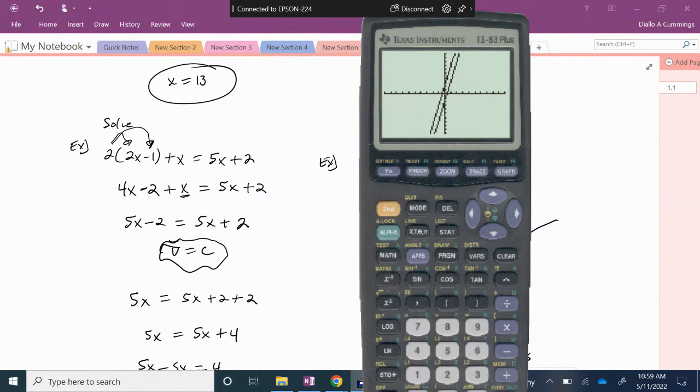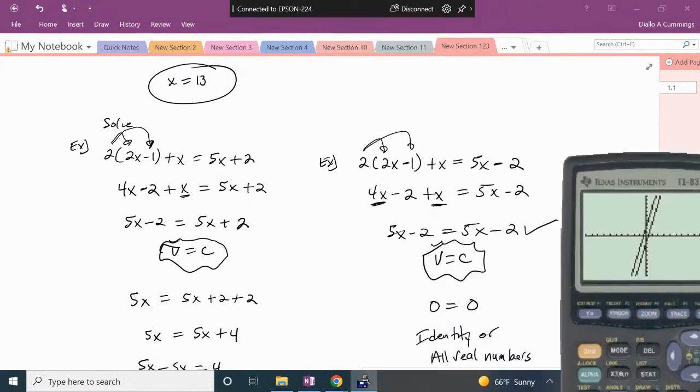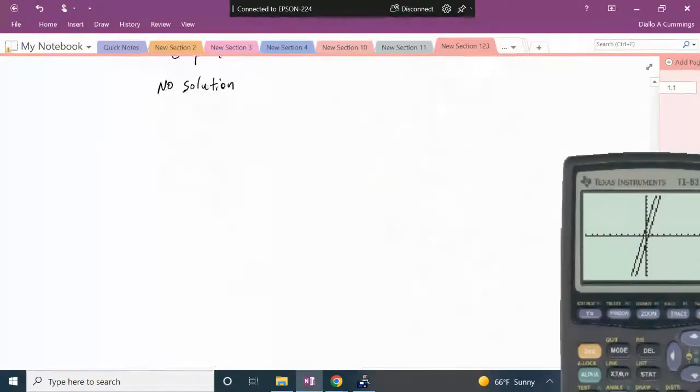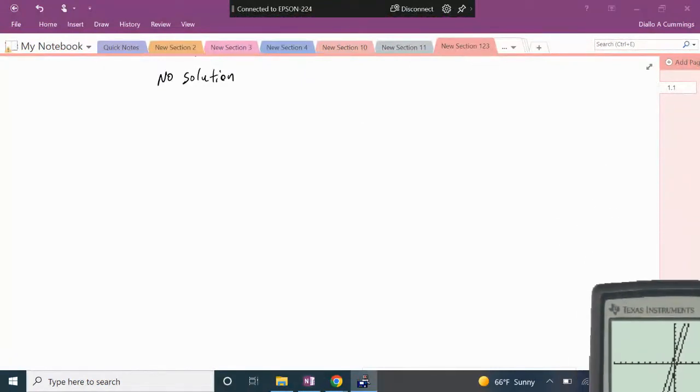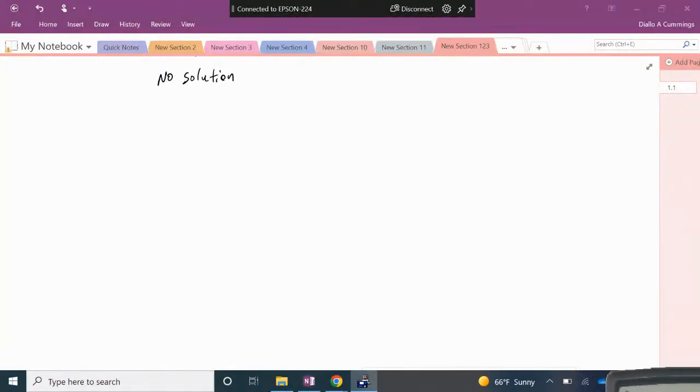All right, so any questions on solving equations? We looked at a couple of ways, by hand and also using the calculator. All right, now the next thing we're going to take a look at is the rectangular coordinate system. And I believe we're done with the calculator. All right, we're going to take a look at the rectangular coordinate system.